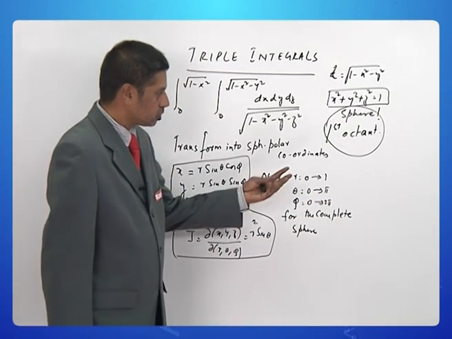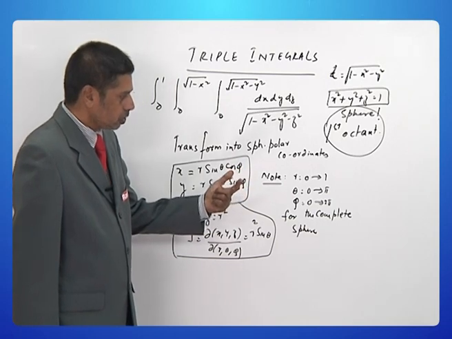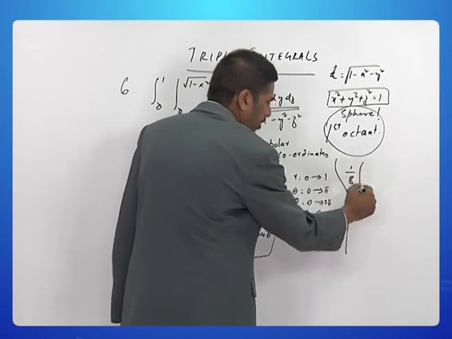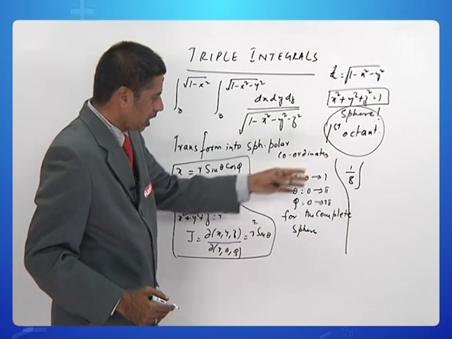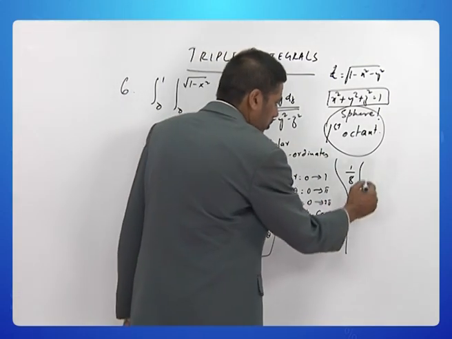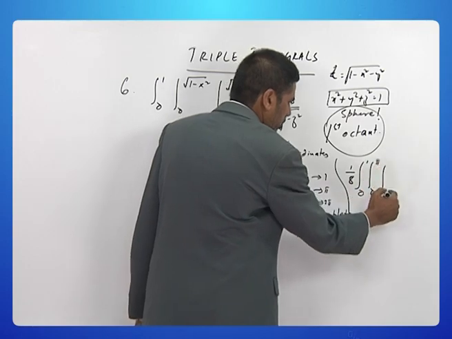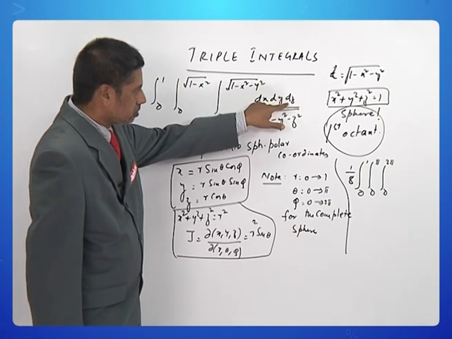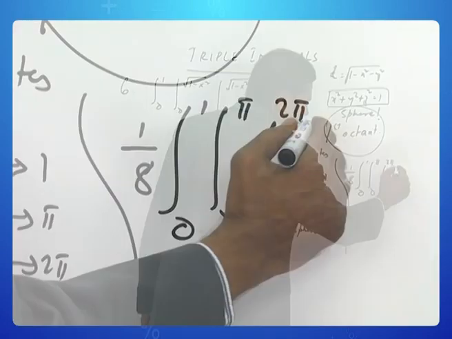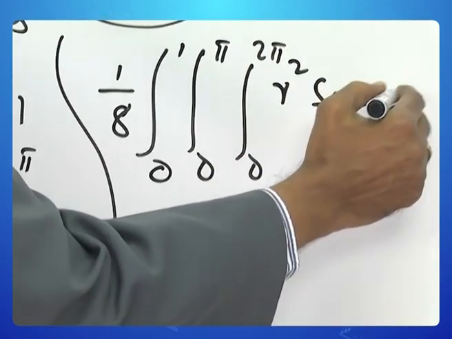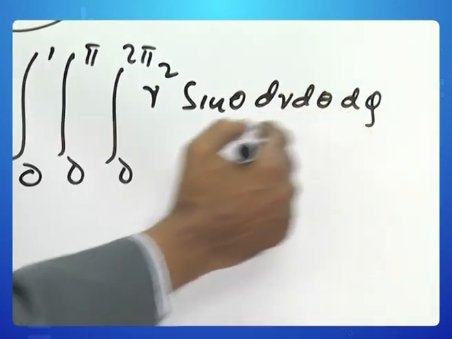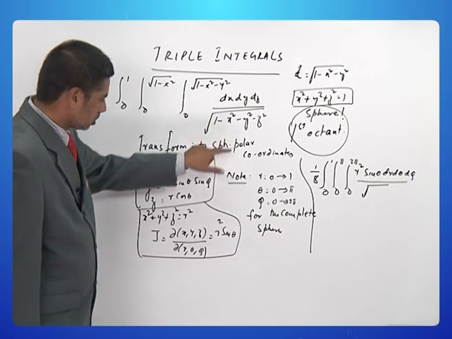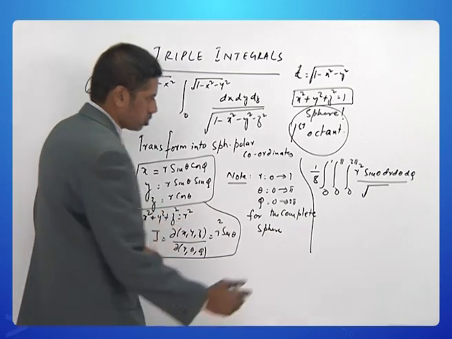So there are a couple of ways to handle this situation. What we can do is, we can just use a multiplication factor 1 by 8 because we are integrating over the first octant, and use the full limits of integration 0 to 1, 0 to pi, 0 to 2 pi. dx dy dz becomes r square sin theta, because this is the Jacobian, dr d theta d phi divided by the square root of 1 minus r square, because x square plus y square plus z square is r square.